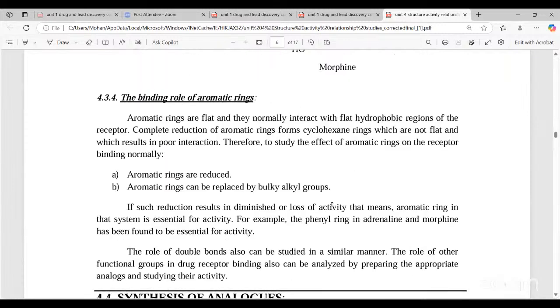And then the binding role of the aromatic ring. The aromatic ring is generally flat, and it normally interacts with the flat hydrophobic regions of the receptors. So complete reduction of the aromatic ring forms a cyclohexane ring, which is not flat, and this results in a poor interaction.